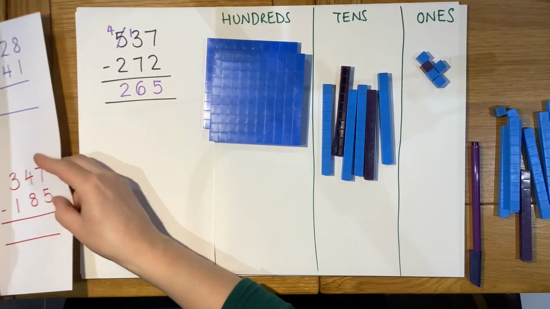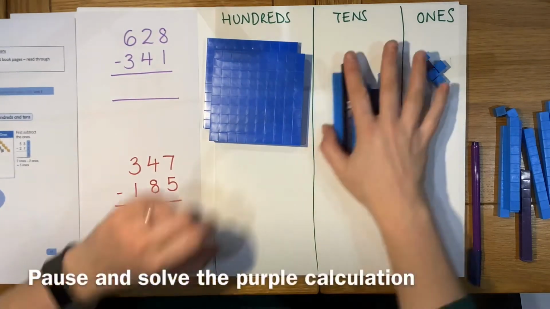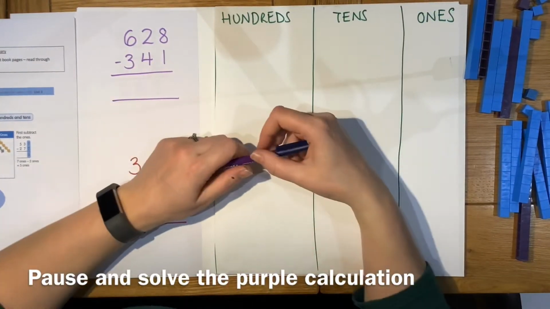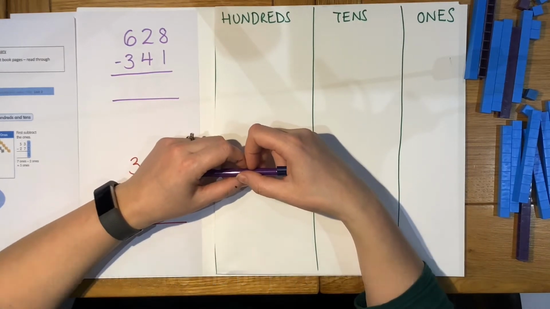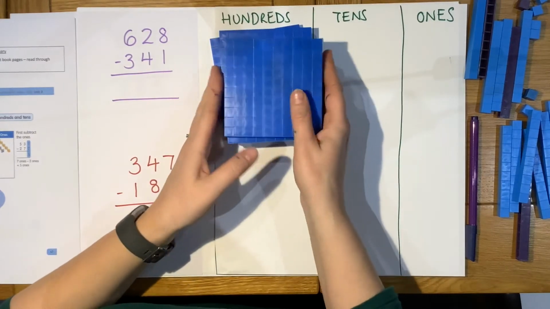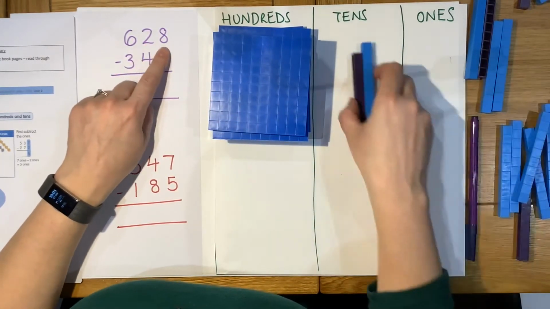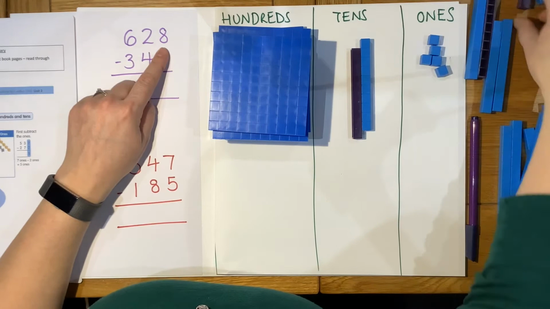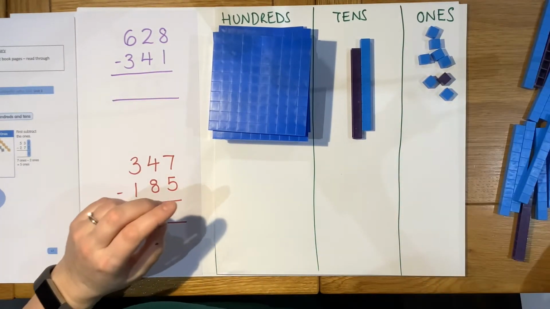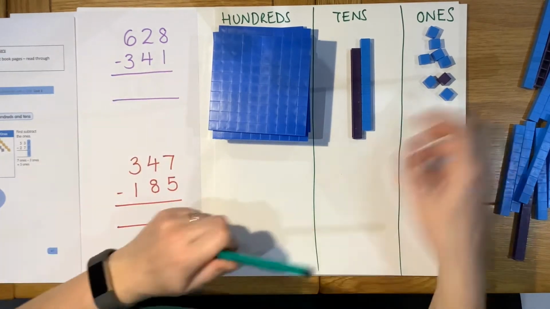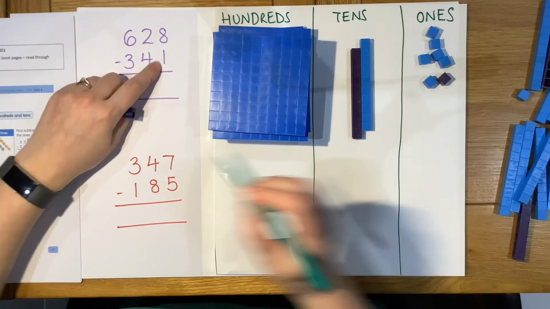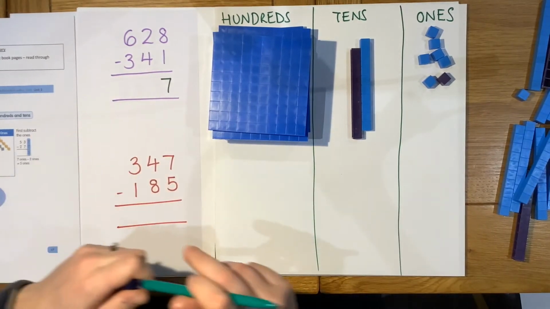So I'd like you to have a go. Pause the screen, have a go at this purple calculation here, and then unpause and we'll go through the answers. 628 to start with then. So I've got 6 hundreds, 2 tens, and 8 ones. There we go. Okay, first subtract the ones. I've got to take 1 away. Easy, I can do that. 8 ones take away 1, leaves me with 7 ones.